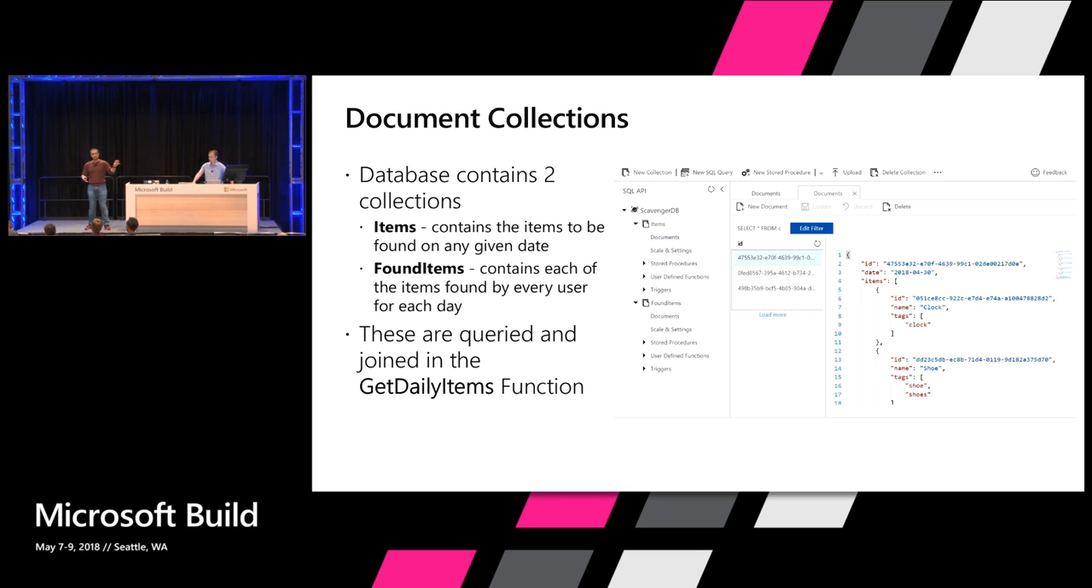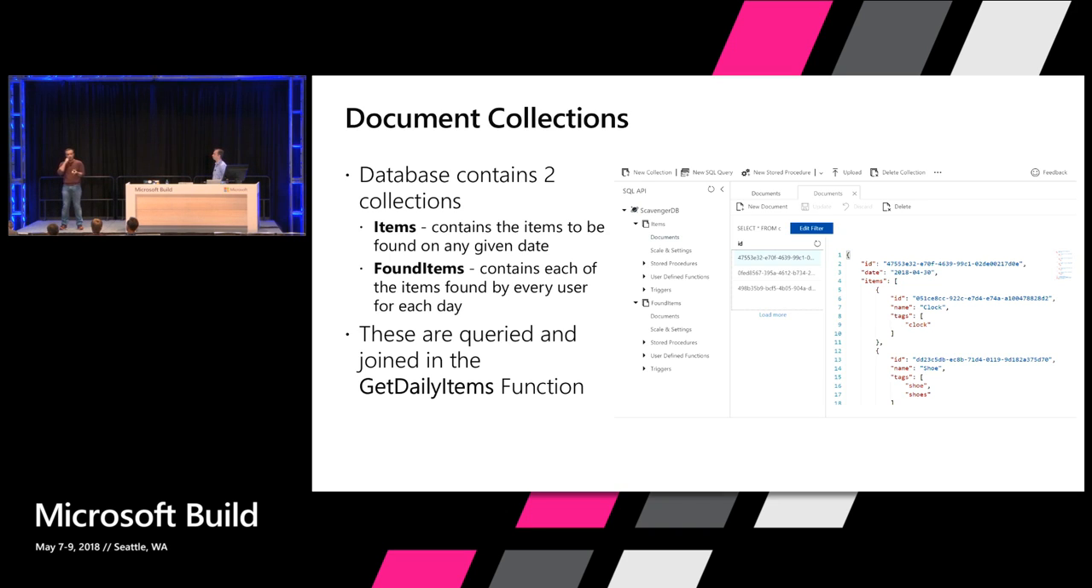So on each document in the items collection, there is a date and a list of 5 items that are to be found. And the found items collection contains each of the items that are found by each user on any given day, right? So we wanted this to be fast.